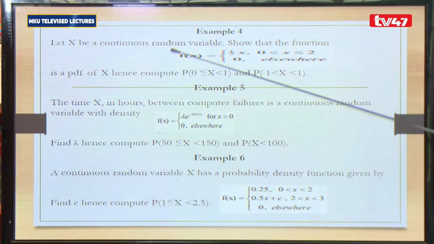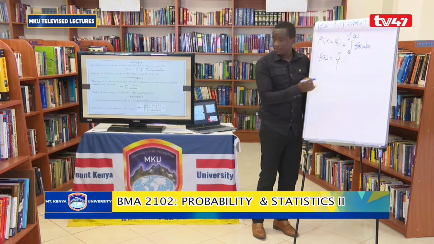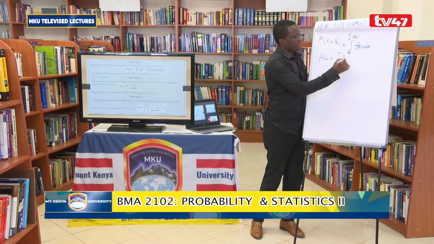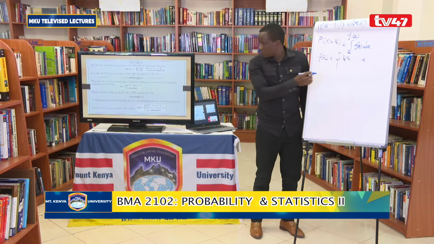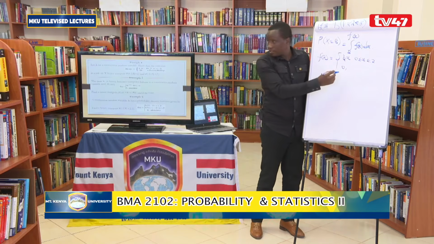You're given that a random variable x has f of x equal to a half x, for the interval 0 to 2, and it can be considered as a PDF. So we should compute the probability that x is in the interval 0, 1 and the probability that x is in the interval negative 1 to 1. Now, f of x is given as a half of x for x in the interval 0, 2 and 0 otherwise.